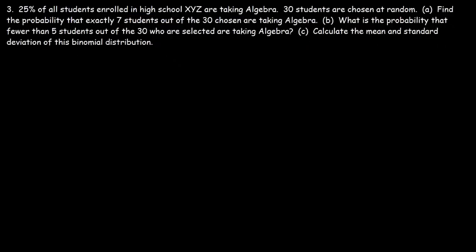Number 3, 25% of all students enrolled in high school XYZ are taking algebra. 30 students are chosen at random. Part A, find the probability that exactly 7 students out of the 30 chosen are taking algebra. Go ahead and work on this problem. So we're going to use the same formula as we've been using in the last 2 problems.